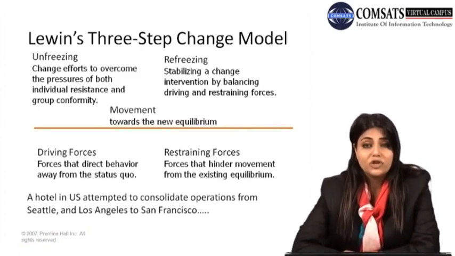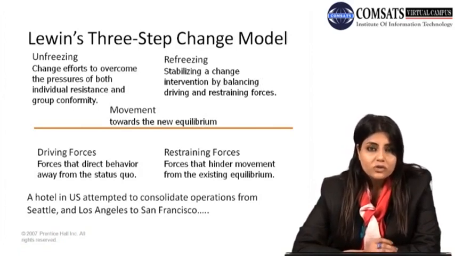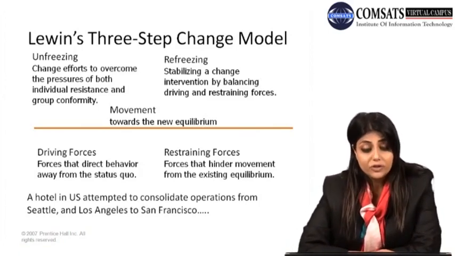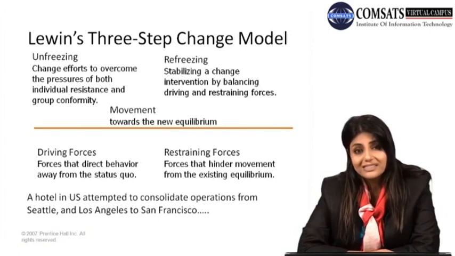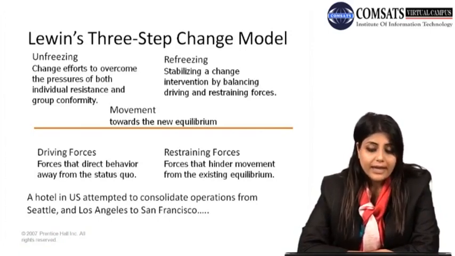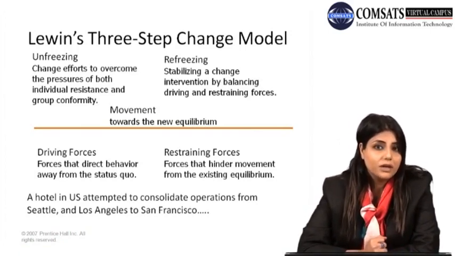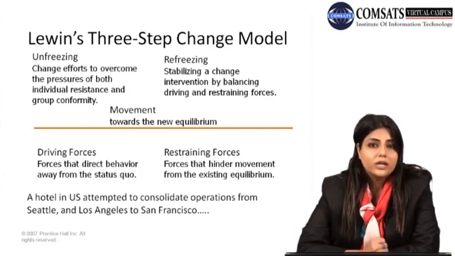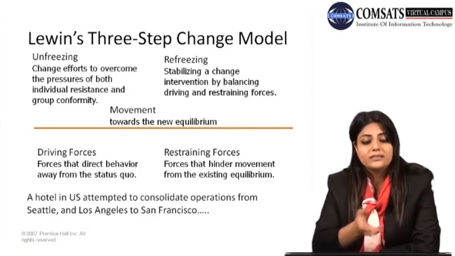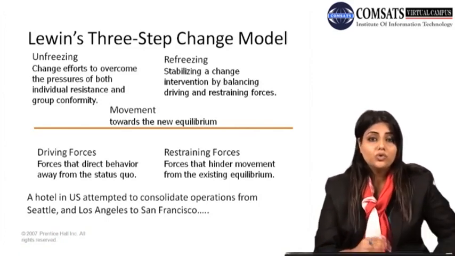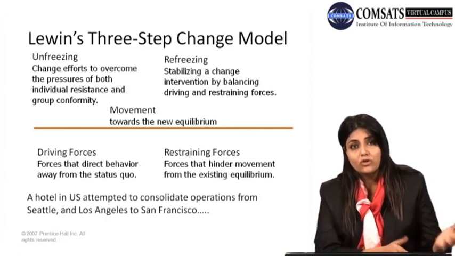Then Lewin's three-step change model basically distinguishes between the unfreezing, the movement, and the refreezing stages. It says that when you have to bring in a change, in the unfreezing stage you direct efforts to overcome the pressure of both individual resistance and group conformity, right? That is the first stage, in which, when you want to bring in some change, there are certain resistance factors that the individuals have. There are certain reservations, certain security problems, and the other resistance to change factors that we discussed earlier. You need to unfreeze those factors. That is the first step in order to bring the change.